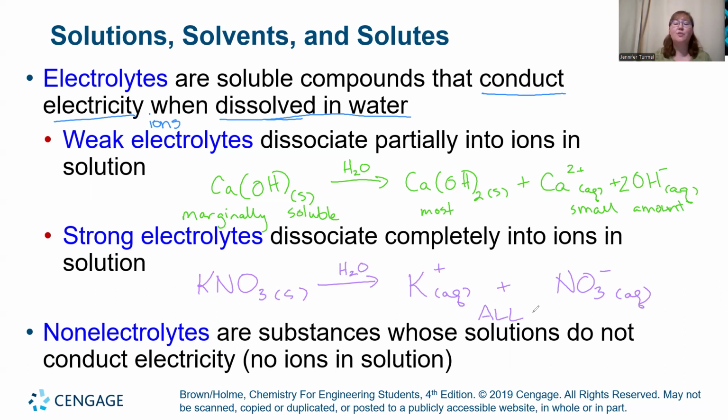Non-electrolytes are substances whose solutions do not conduct electricity. They have no ions in solution. And what you're looking for here is covalent compounds, because covalent compounds do not have any ions.